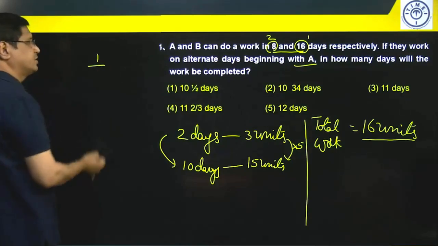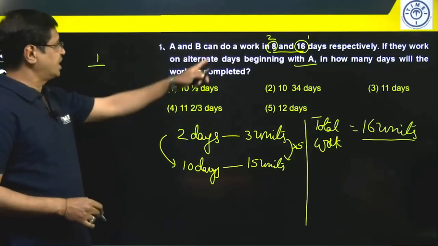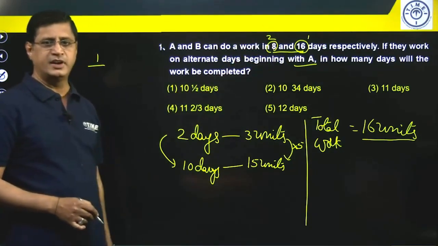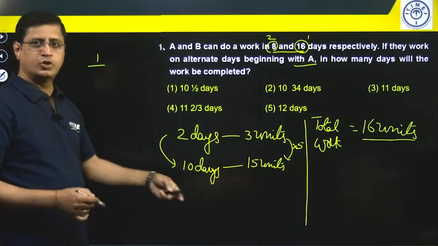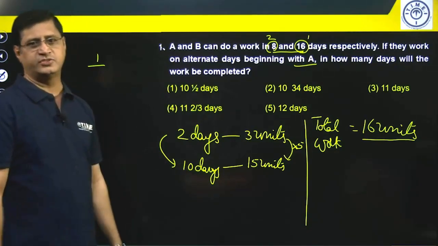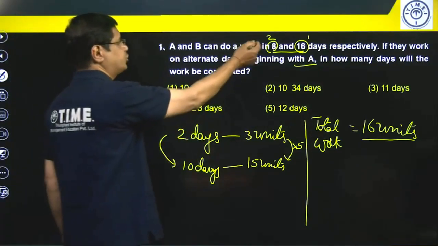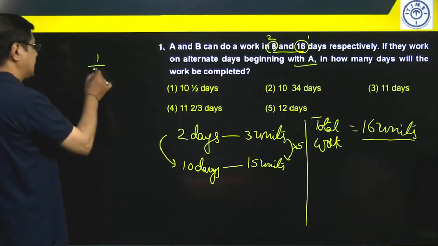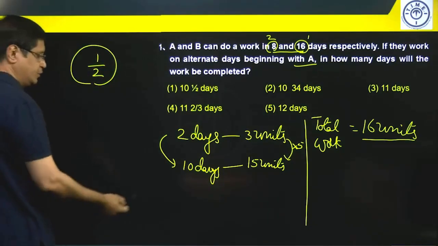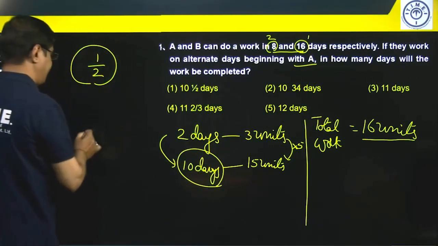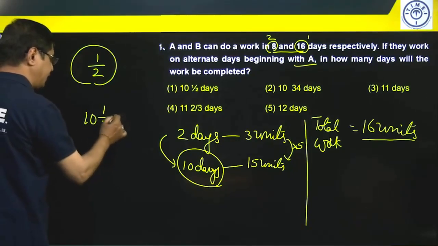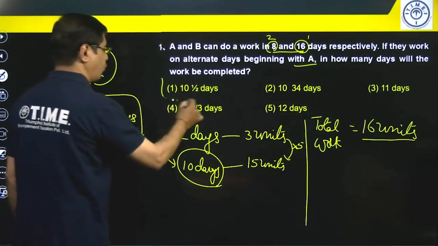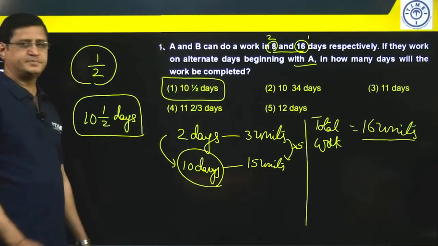So 1 unit. Now the turn is starting with A, next B, next A, B means all the even days B is doing. 10 is the even. So B completed his work. Now the turn is A's turn. A capacity is 2 units he can do in 1 day. But only 1 unit is there. So how much time he will take? Half of the day. So 10 days plus half day, that is equal to 10 1 by 2 days. Now the answer for this question, option 1. First choice is the right answer.